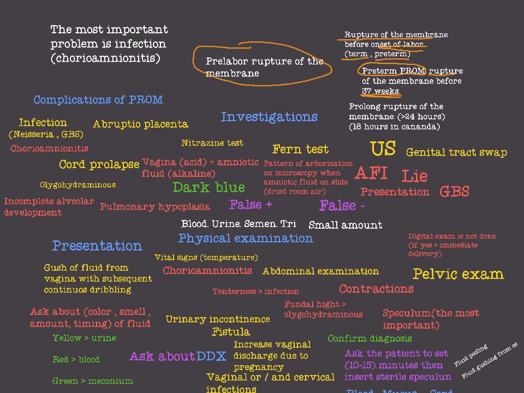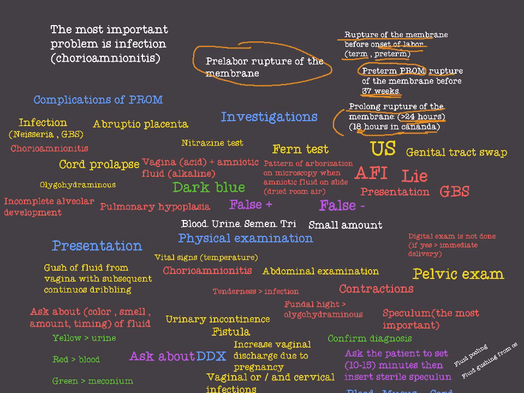So what is a prolonged rupture of membrane? It is more than 24 hours of rupture. In Canada they use more than 18 hours to define prolonged rupture of membrane. In other places they use more than 24 hours. So this is the definition of pre-labor rupture of membrane.